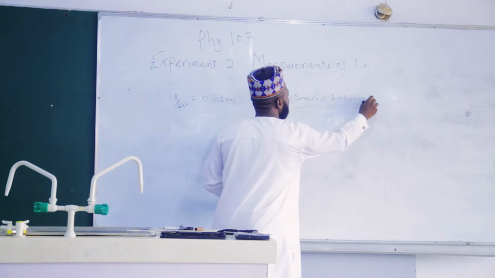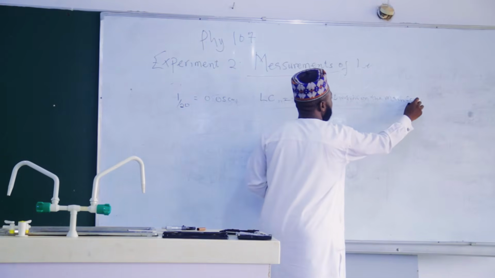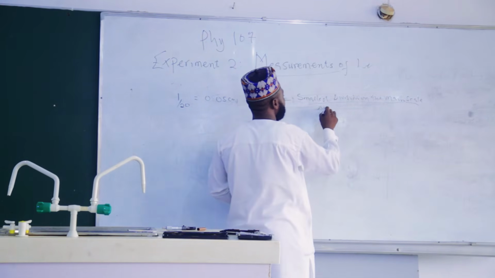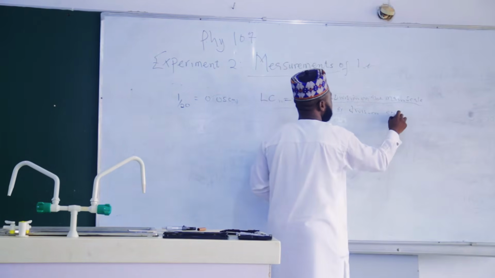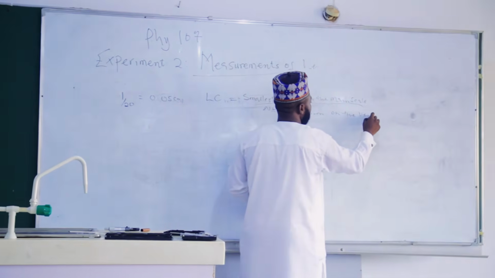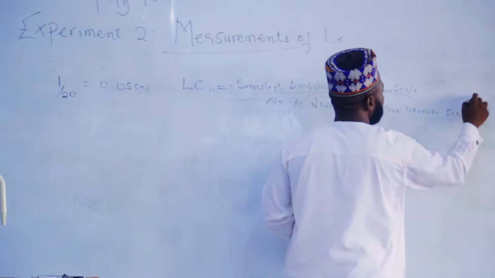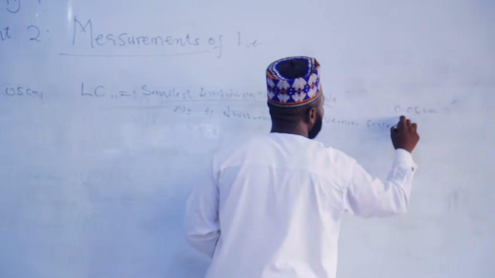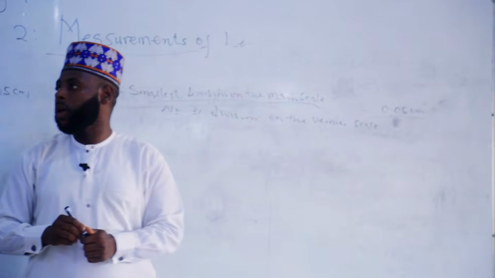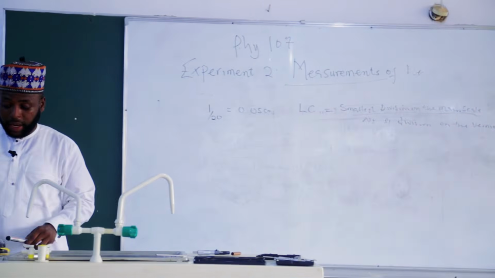So it therefore means that our least count, represented as LC, is equal to the smallest division on the main scale divided by the number of divisions on the vernier, giving 0.05 centimeter divided by the number of divisions on the vernier scale.